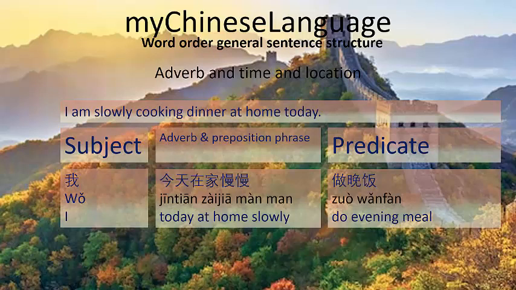All right, let's have time and or location and an adverb. What we just said about positioning is even more evident in this example, where our adverb is the last modification to the basic sentence before. Look at the literal English. I am cooking dinner slowly at home today. 我今天在家慢慢做晚饭.